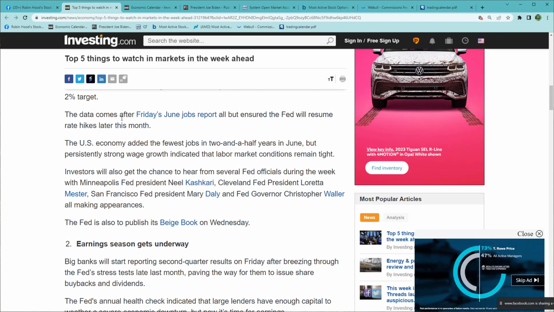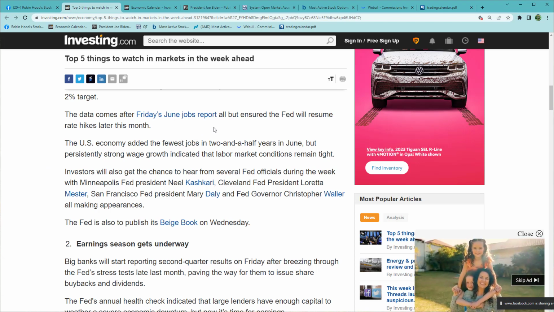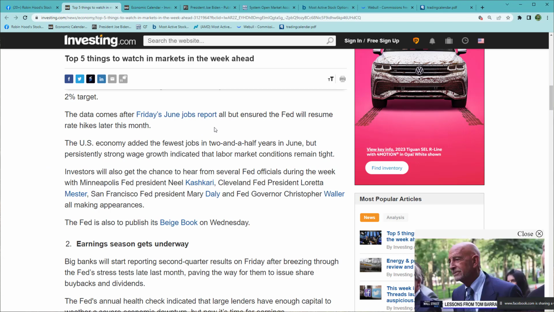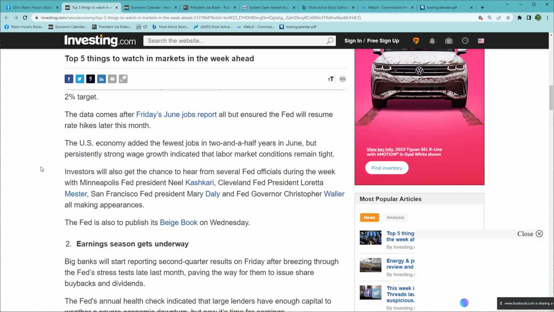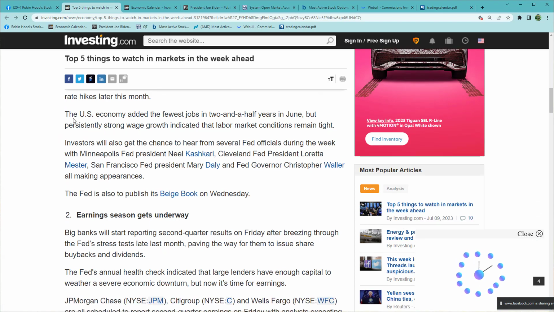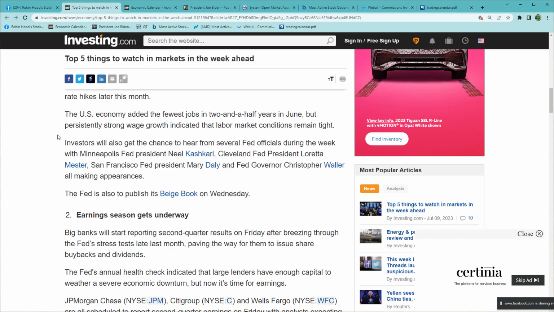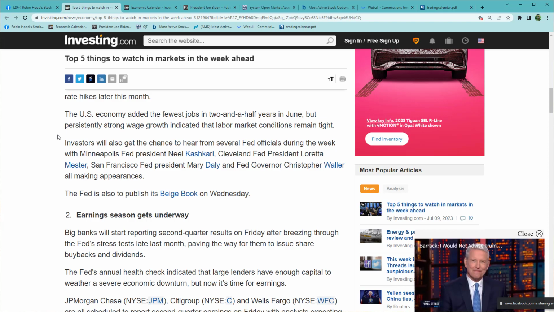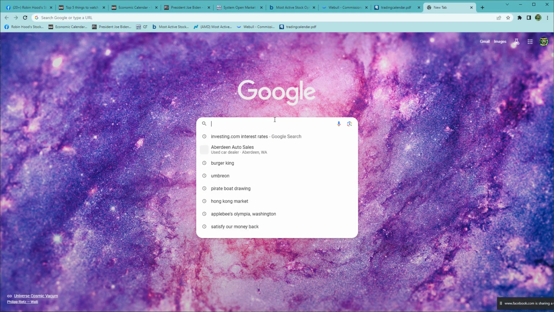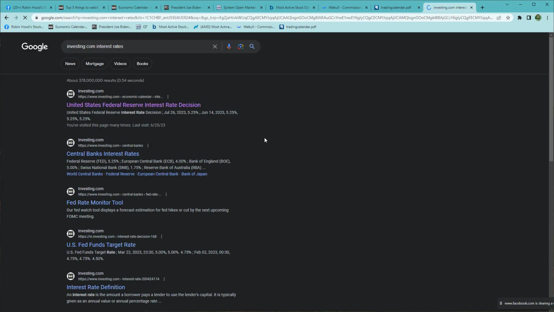The data comes after Friday's June jobs report, which all but ensured that the Fed will resume rate hikes later this month. The United States economy added the fewest jobs in 2.5 years in June, but persistently strong wage growth indicated that labor market conditions remain tight. Investors will also get the chance to hear from several Fed officials during this week. But I also wanted to show you guys the scheduled interest rate hikes.